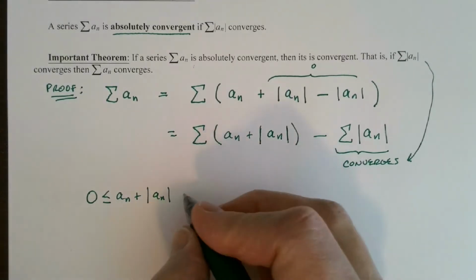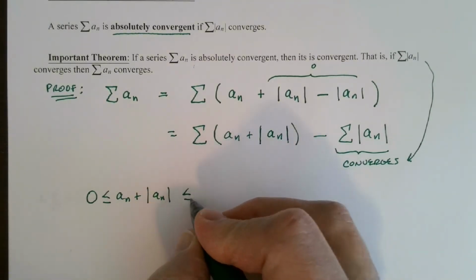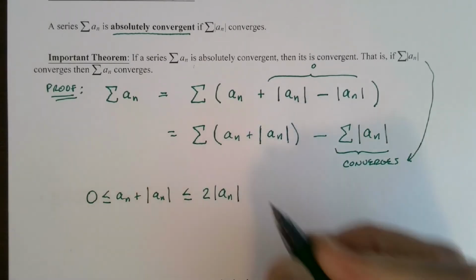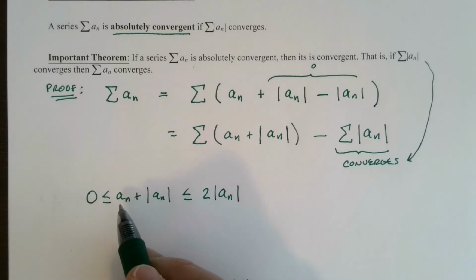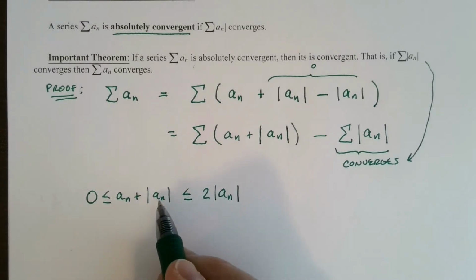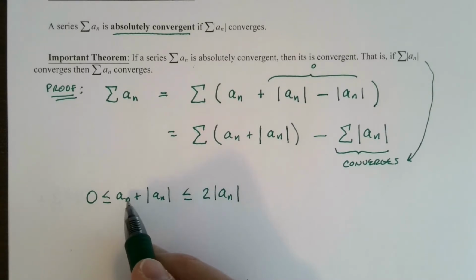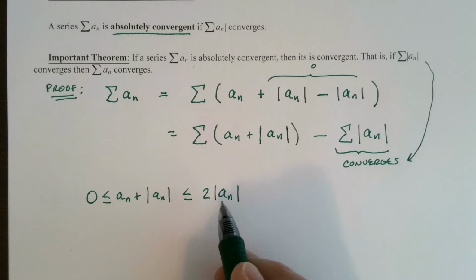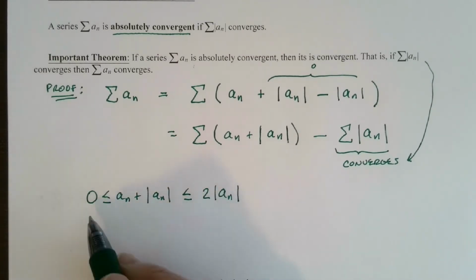But I'm going to write it a little bit differently. I'm going to say that these values are always going to be less than 2 times the absolute value of a sub n. In fact, if a sub n is a positive value, then the absolute value of a sub n is equal to a sub n. And therefore, this whole thing is indeed 2 times the absolute value of a sub n. So it's going to be this if the a sub n is a positive quantity. It's going to be this if the a sub n is a negative quantity.